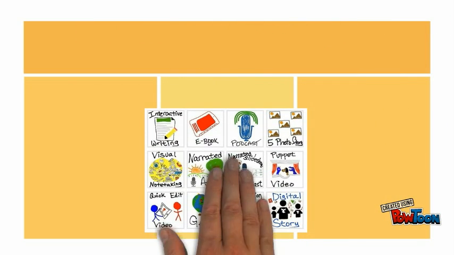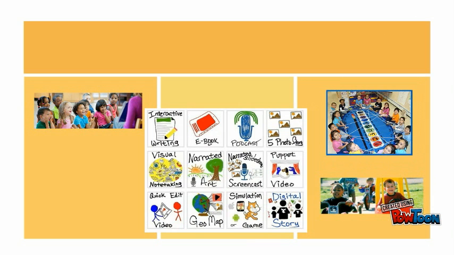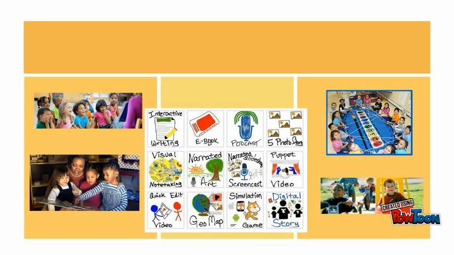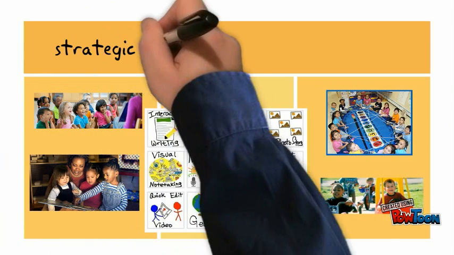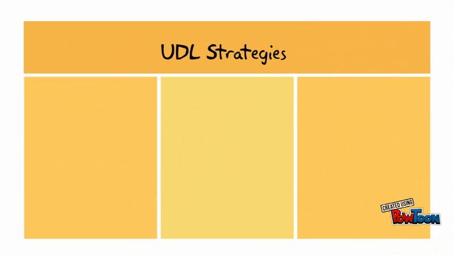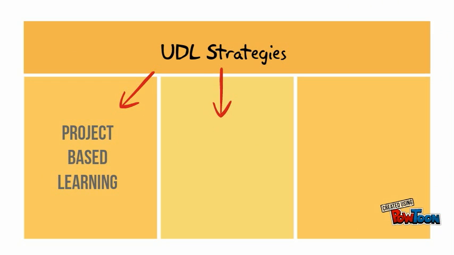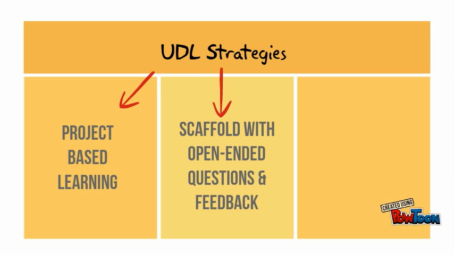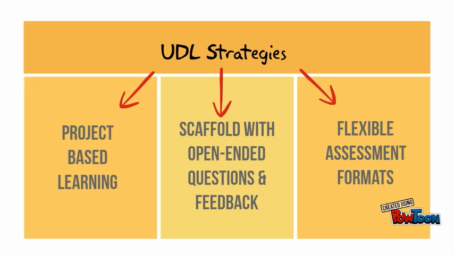When ECE educators plan multiple activities to practice concepts for learning, they are supporting the strategic networks in the brain, the how of learning. Using strategies like project-based learning, scaffolding learning with open-ended questions, and giving feedback supports the children's choices in how they approach learning new information. Being flexible in how you as a teacher assess this learning supports how the child can demonstrate what he or she knows and can do.